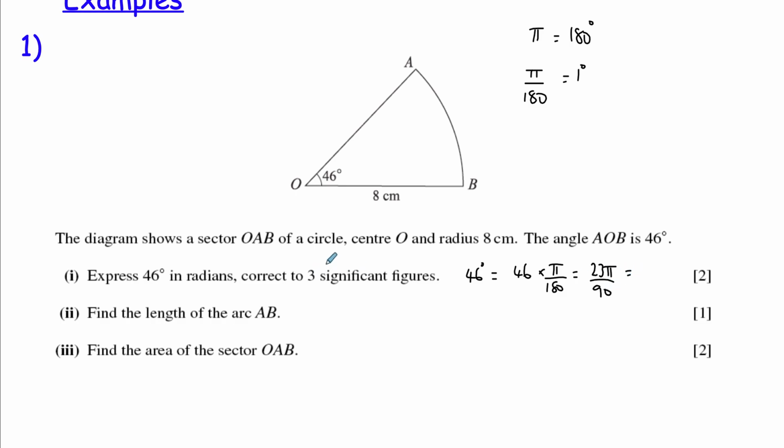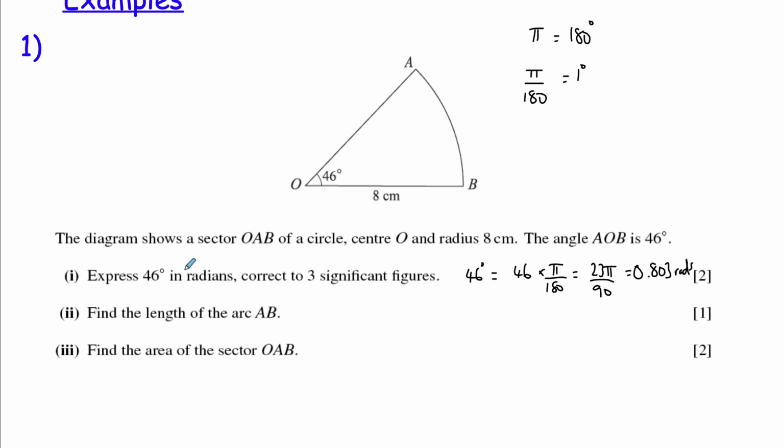But they've asked for it as a decimal. They've asked for it to 3 significant figures. So we have to follow that guidance. So that's 0.803 radians.